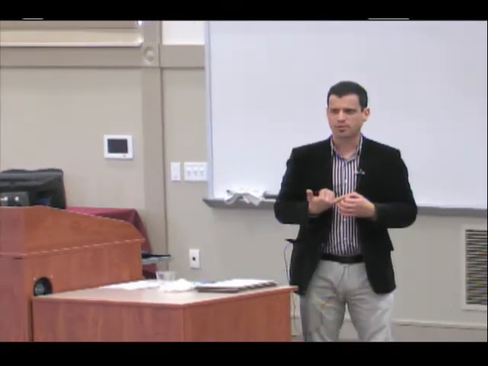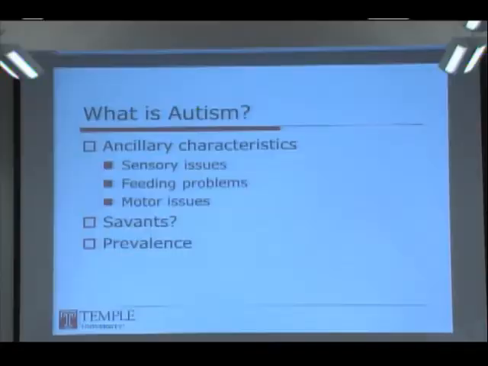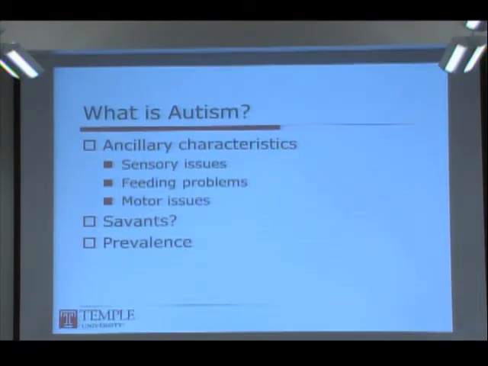Other characteristics can include things like sensory issues. So sensory issues, what do you think that might look like? Yeah, so it might be certain pitches, people talking, lights, being in rooms with a lot of people and being crowded. These things can be issues.